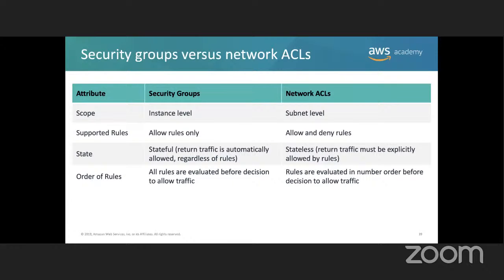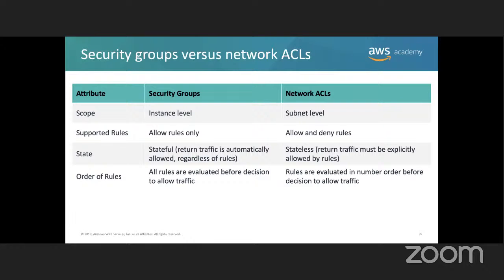Security groups versus NACLs. The scope of the security groups is the instance level, like we said before, and the subnet level is for the NACLs. Supported rules: security groups allow rules only; NACLs allow and deny rules. You can put allow or deny, whatever you want. With security groups, it's only allowed. You open the port and that's it, right?